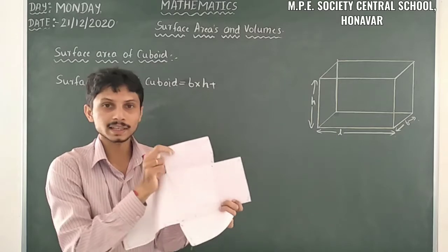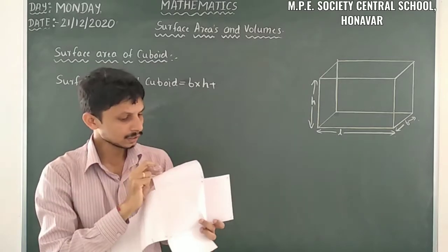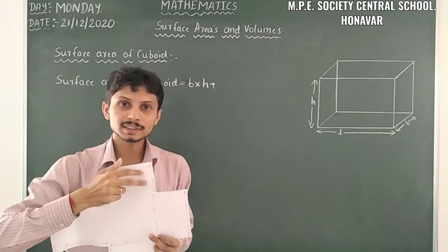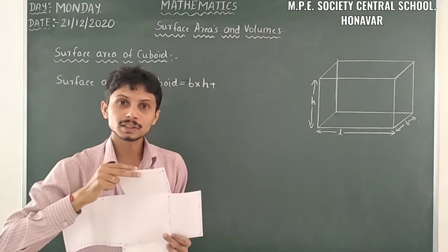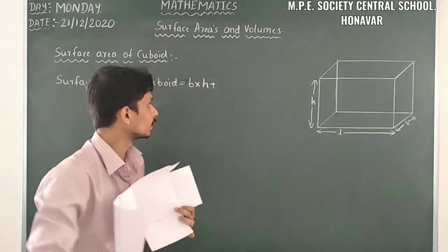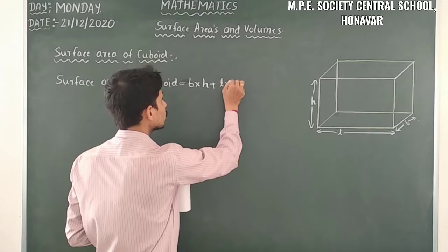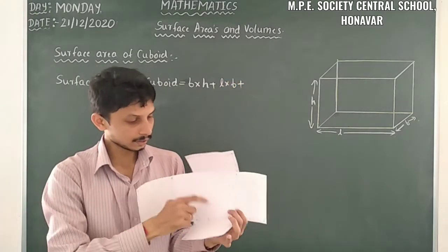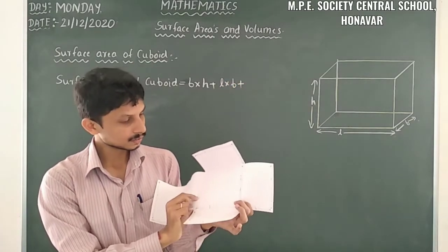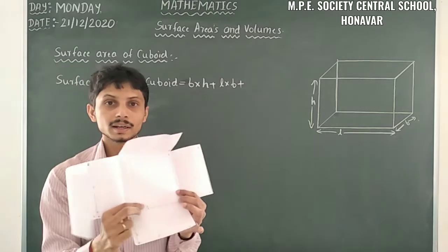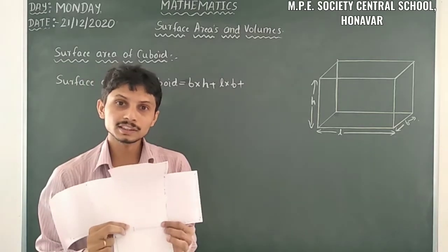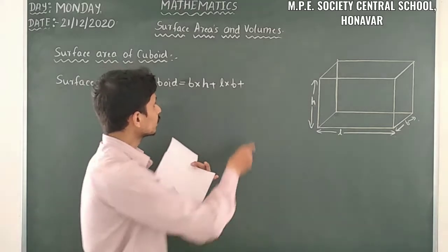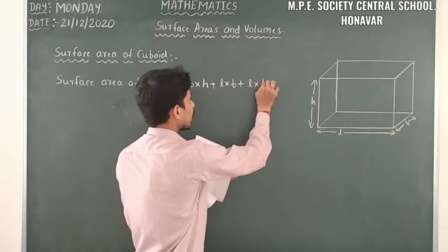Then I will take the second one as this one. Here the horizontal distance is L and the vertical distance is B, so we can take L into B. So this one is L into B. Then let us add all the things. This is the third face. Here L is the horizontal distance and H is the vertical distance, so it's L into H.